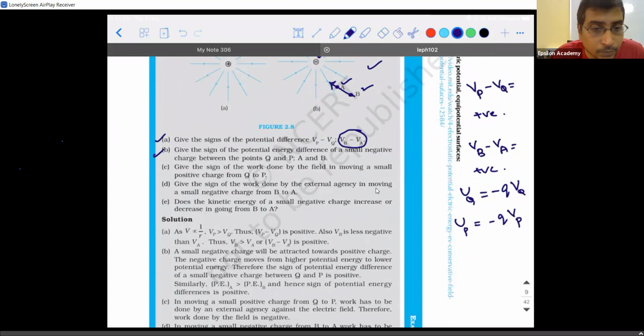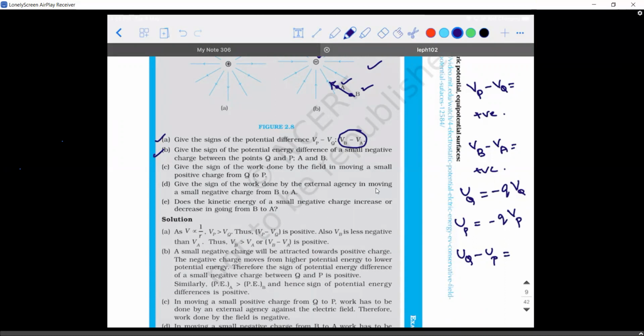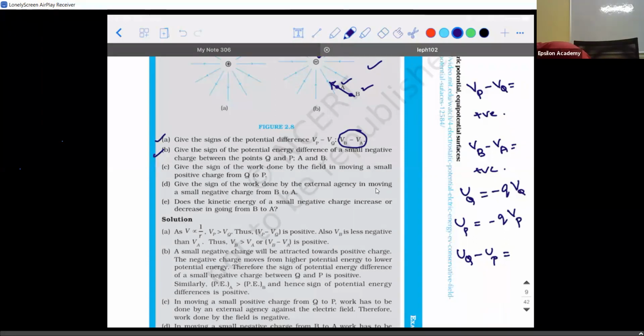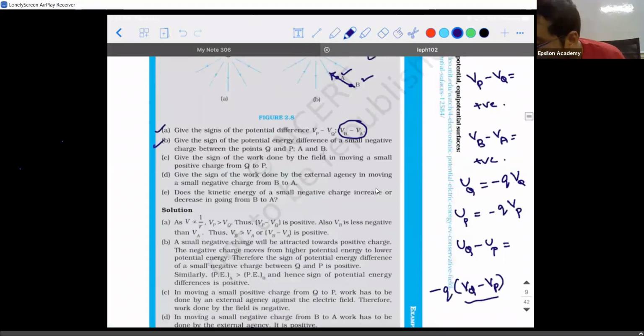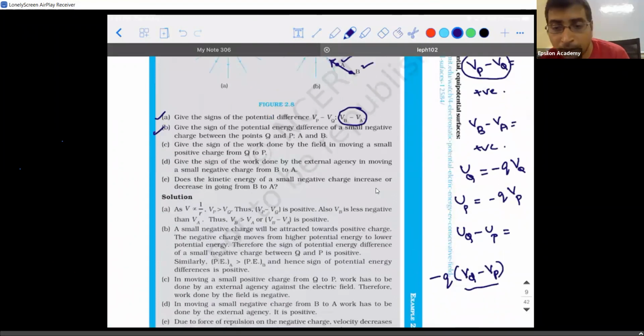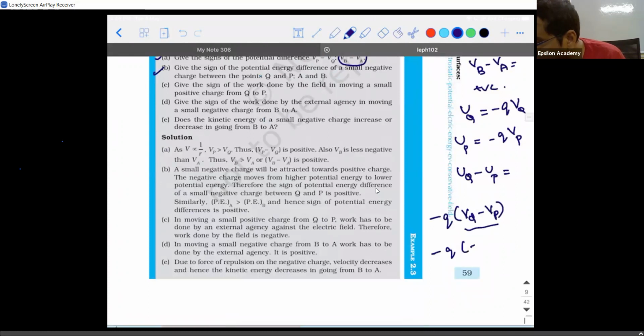So what are they asking now? Give the sign of the potential energy difference of small negative charge moved between the points Q and P. So UQ minus UP is how much? Will be positive, sir. Yes. UQ minus UP will be minus Q into (VQ minus VP). Correct? But VQ minus VP is how much? Is it positive or negative? VP minus VQ is positive. So VQ minus VP will be negative. So minus Q into a negative value will give you a positive value.